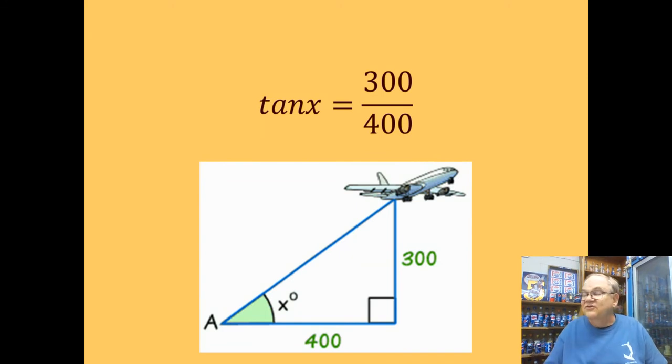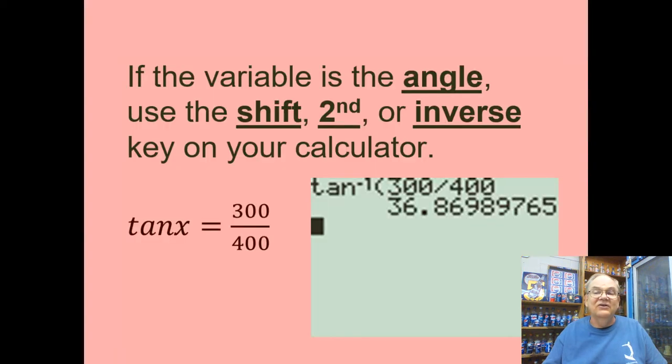The third thing that can happen is you could have a problem that looks like this. The tangent of x equals 300 over 400. Here we're trying to find the angle. And when you try and solve for an angle, you want to look for a key on your calculator that says shift or second or inverse. Typically that key is in the top left-hand corner of your calculator.